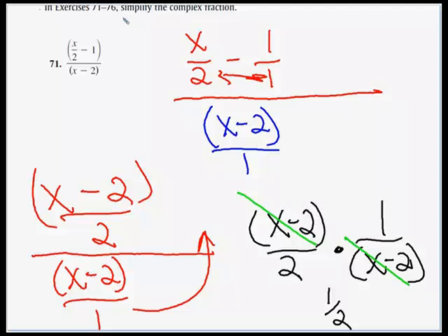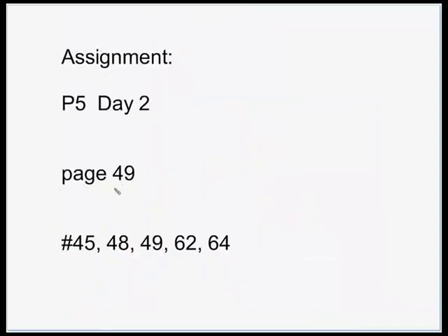Nice. All right, assignment for this, P5 Day 2, page 49. There are just a few of them, but they are a little more complicated problems. Take your time with them. Make sure you really understand them, especially 48, 62, and 64. Those are even ones. The answer is not in the back of the book.